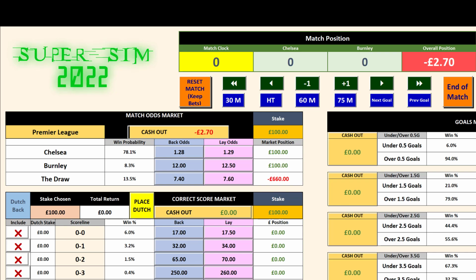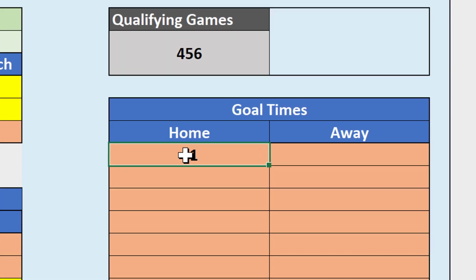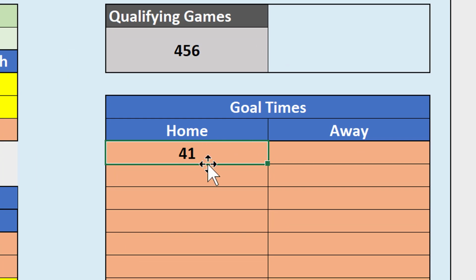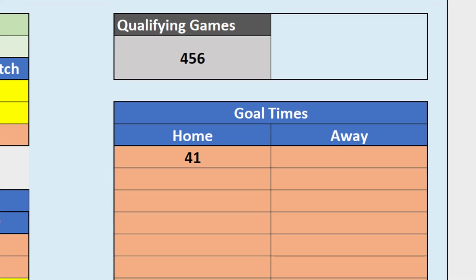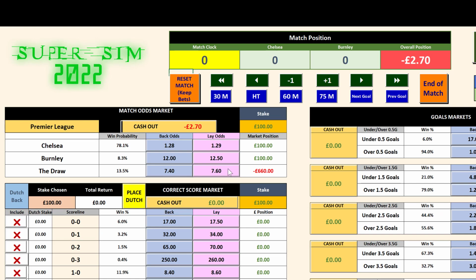But let me just show you, if we go back to match setup, now you can put in the goal times, and I'm going to put in what is probably an average first goal time of around 41 minutes, and we're going to put it there to be scored by Chelsea. Okay, so let's put that in. Now we've laid the draw there, £100 stake, so £660 exposure into the market. And then we can just move the clock forward to 42 minutes and see what happens. If Chelsea do take the lead around that point, we can see our profit, if we were to lock it in at that point, is £24 of profit.